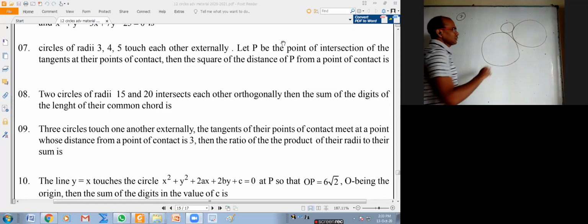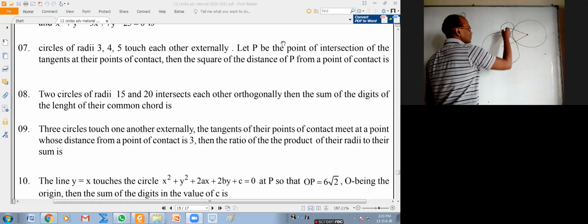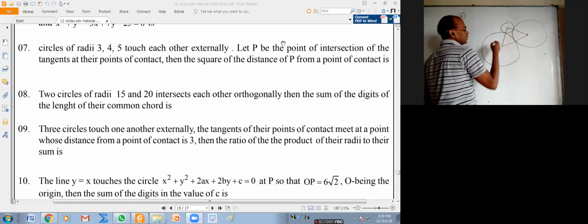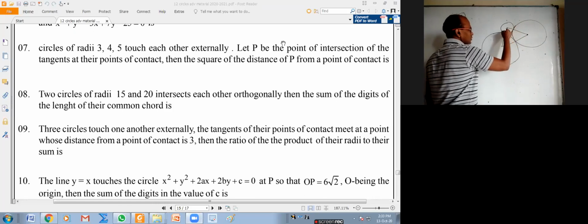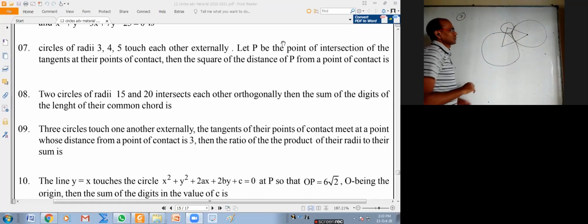Okay, 3 circles are there. They're touching each other externally. If you take all their centers and join, and if you draw the tangent here, tangent here, tangent here, the figure may not be that nice.